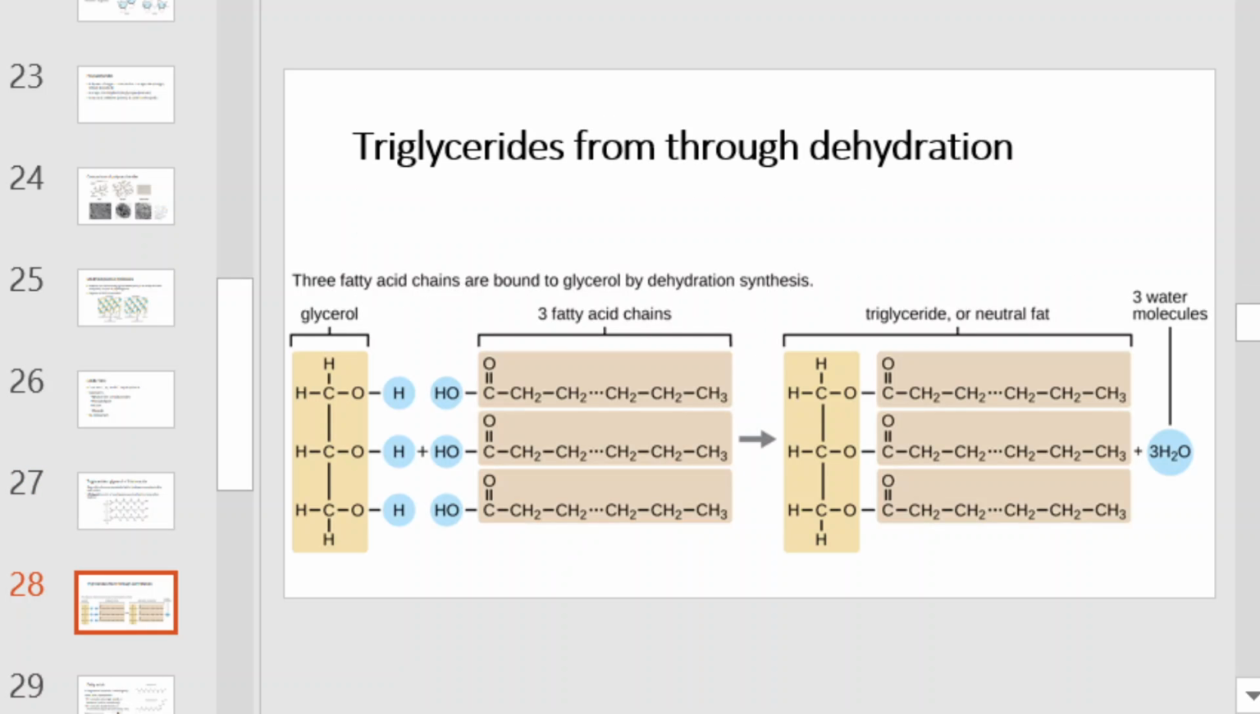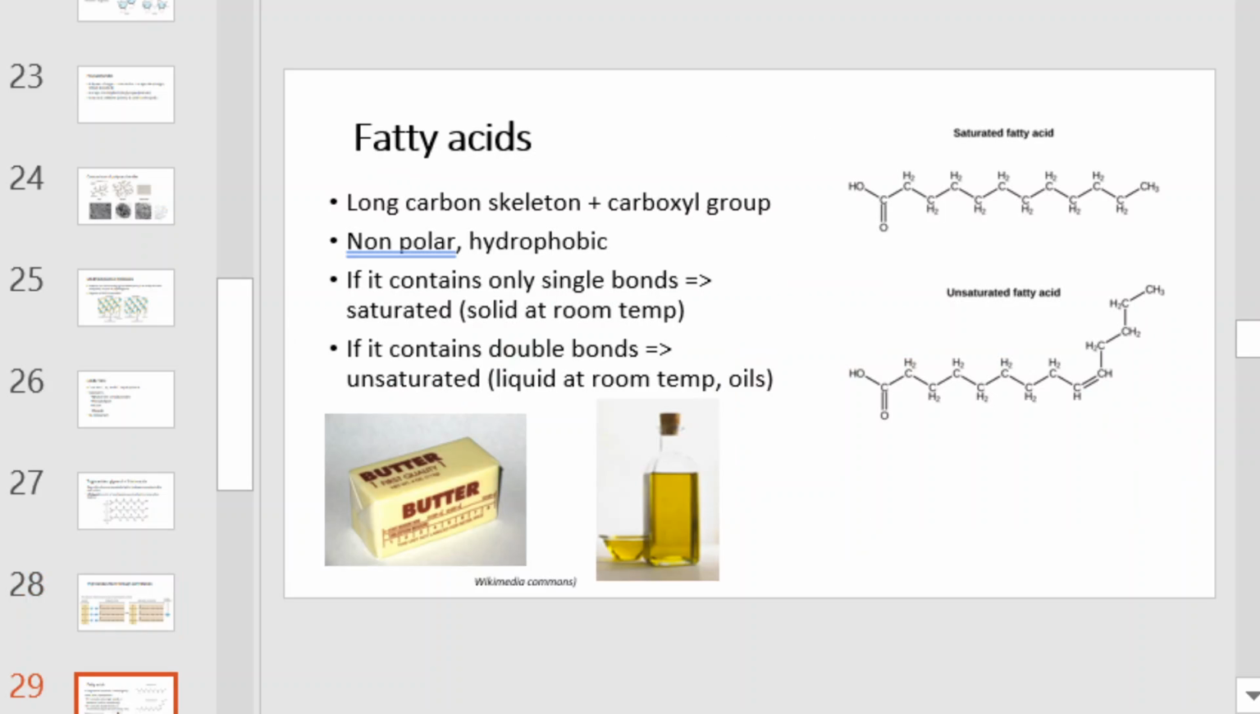Here are some examples of triglycerides being formed through dehydration. The dehydration reaction occurs between the alcohol and the fatty acids, where water is removed. Fatty acids can exhibit long carbon skeletons plus a carboxyl group. They are, again, hydrophobic or nonpolar. If it contains only single bonds, the fatty acid is referred to as saturated and tends to form solids at room temperature. If it contains double bonds, then it is described as being unsaturated and will often be liquid at room temperature.